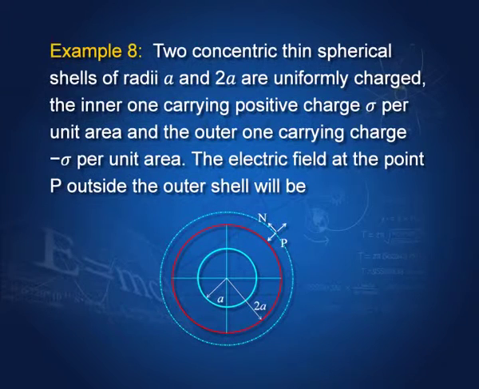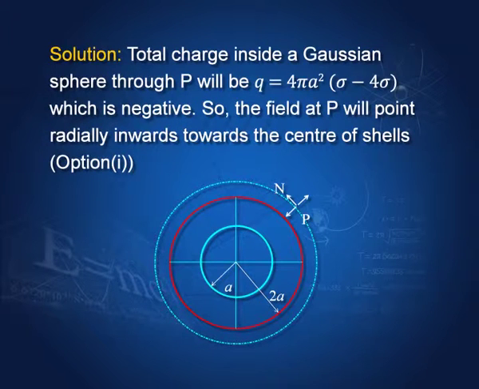Then the electric field at the point P, say again we take the point P outside, what will happen? Again we draw a Gaussian sphere. What is the charge on this? It is 4 pi into square of 2a into sigma with a minus sign, and on this shell it is 4 pi a squared into sigma.